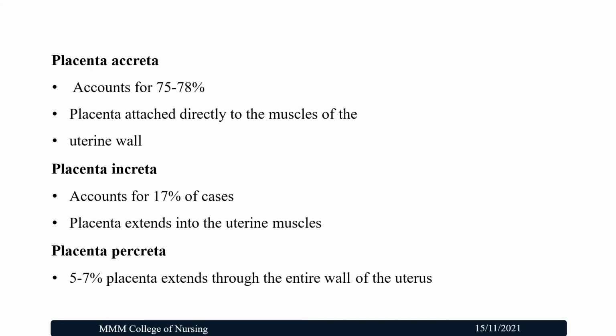What is placenta accreta? It accounts for 75 to 78%. The placenta is attached directly to the muscle of the uterine wall. That is the placenta accreta. Placenta increta accounts for 17% of the cases. The placenta extends into the uterine muscles. And placenta percreta, that is 5 to 7%, the placenta extends through the wall of the uterus. That is the placenta percreta. So these are placenta accreta, increta and percreta.